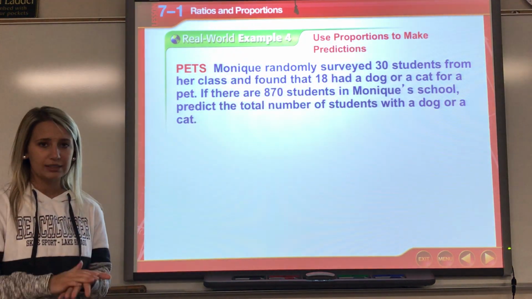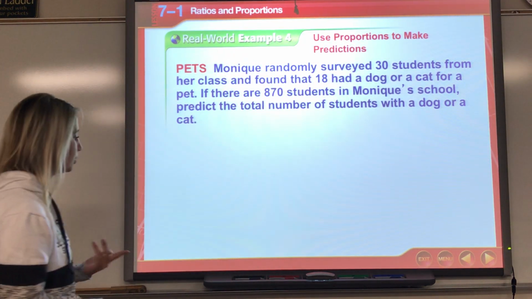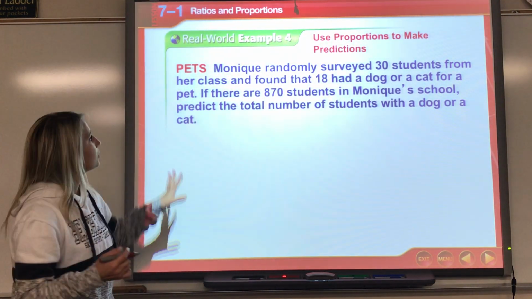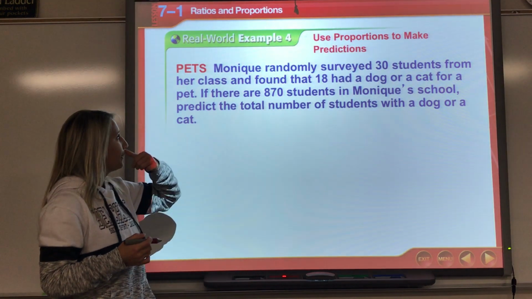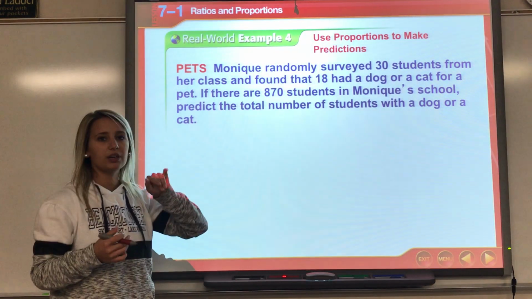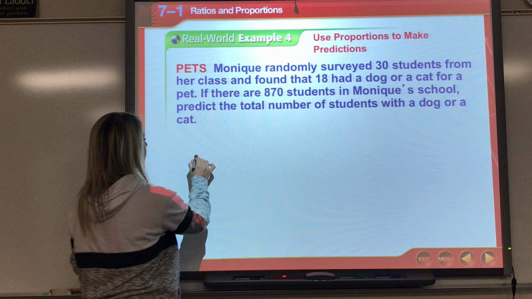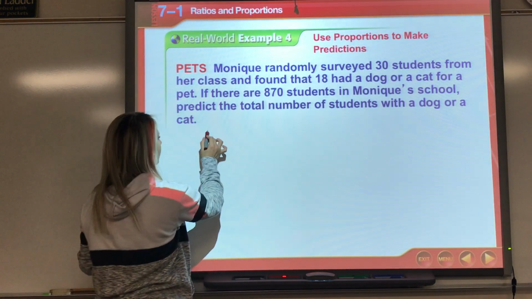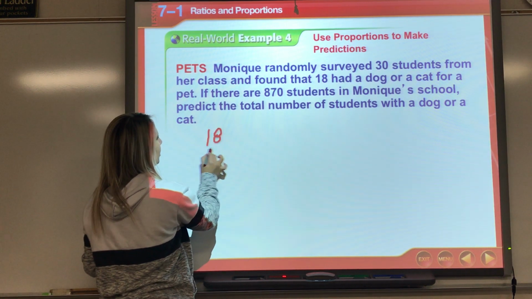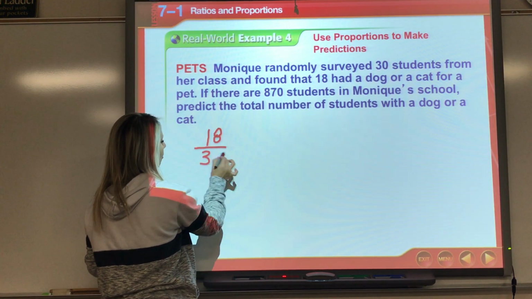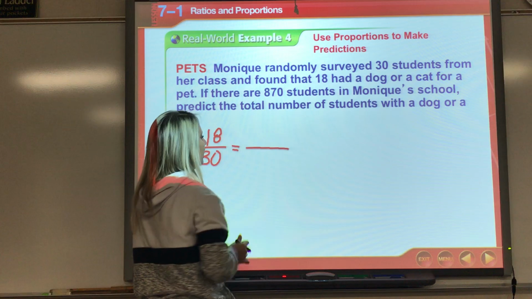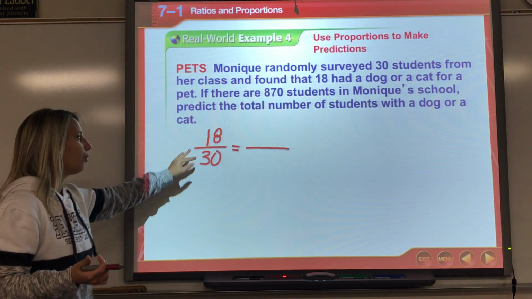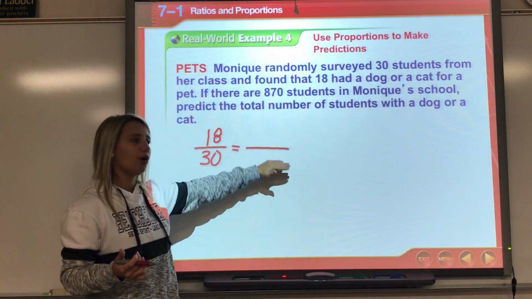Okay, there's multiple ways that we can set this up, but I'm going to give you one. So I like to do part over whole. So in this first sentence, there was a total of 30 students that she surveyed, and 18 of them had a dog or a cat as a pet. So I'm going to say 18 is part of that whole. Okay, and we're setting up a proportion now, so we have part over whole. We need to have it equal to part over whole.